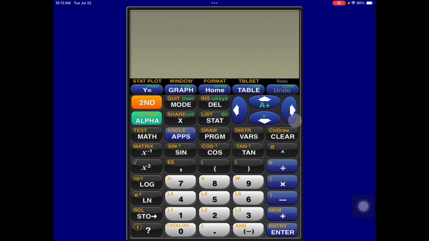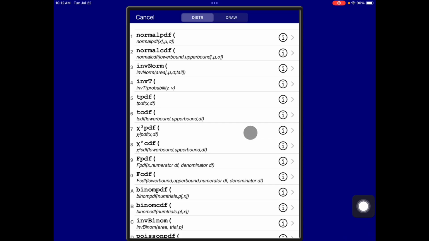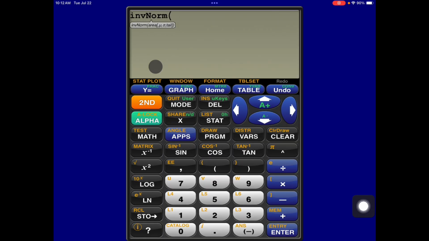On the graphing calculator, to calculate Z1, we need to go to second vars, inverse norm, area to the left is 0.01, comma, our mean is 0, standard deviation is 1, close your parentheses, select enter, and we get our Z value.